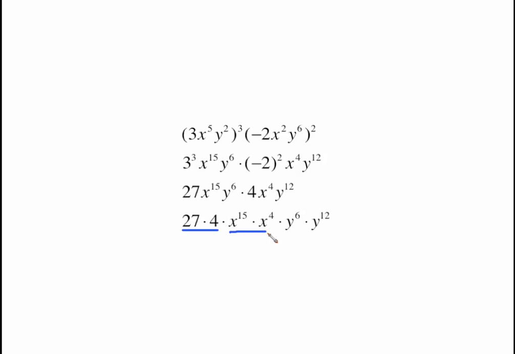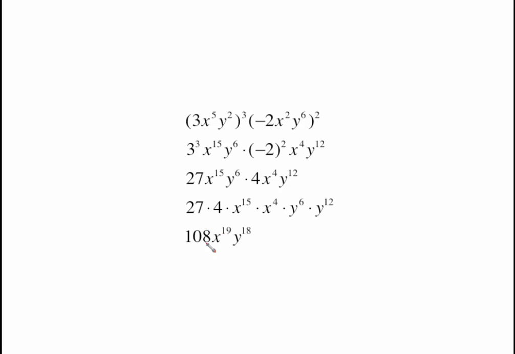Put your x's next to each other, put your y's next to each other, and then do your rule. 27 times 4, those are plain old coefficients, just multiply them up and get 108, and then do your rule with the x's and the y's, giving you this final answer. 27 times 4 is 108. With the x's, we're keeping that base, add the exponents. Keep the base, add the exponents.